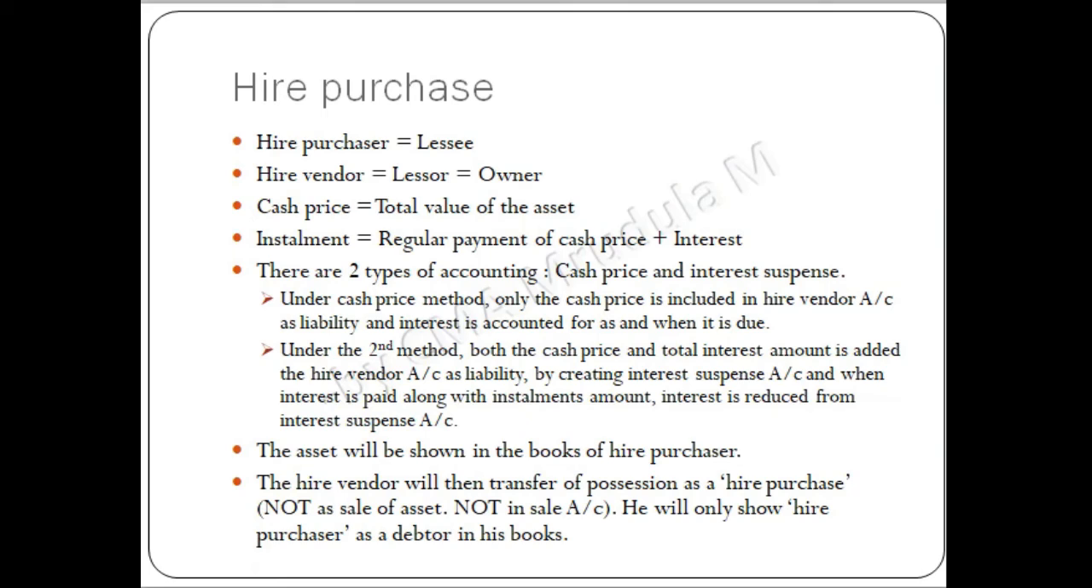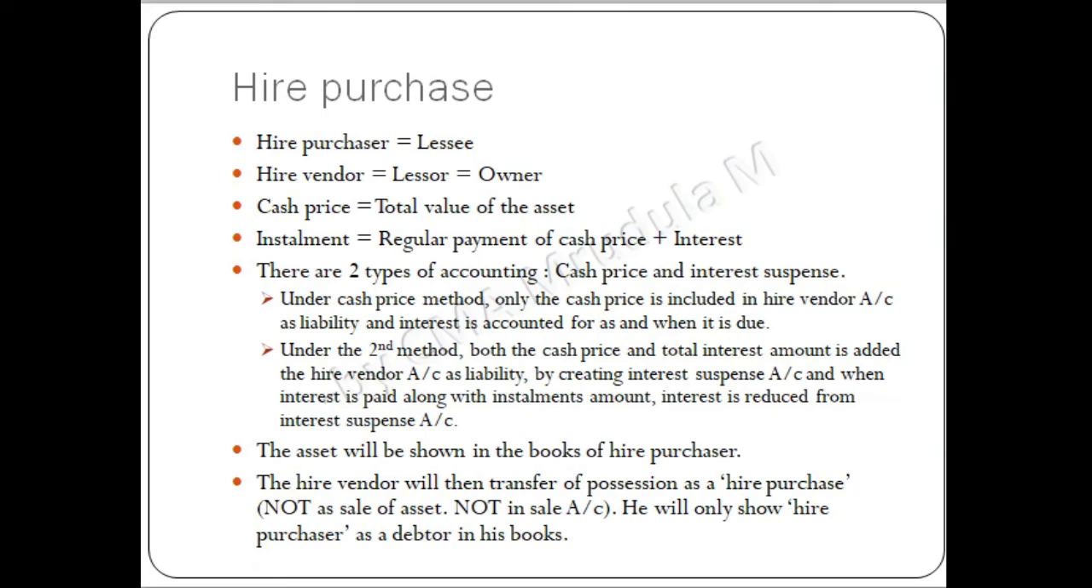Under the cash price method, in the books of the hire purchaser, that is the lessee, we are supposed to open the asset account, the hire vendor account, which is a liability account, the depreciation account, because the asset is shown in the books of the lessee, and the interest account. Hire vendor account will show the full amount of installments due to the hire vendor. As and when the payments are being made, the interest account is also debited.